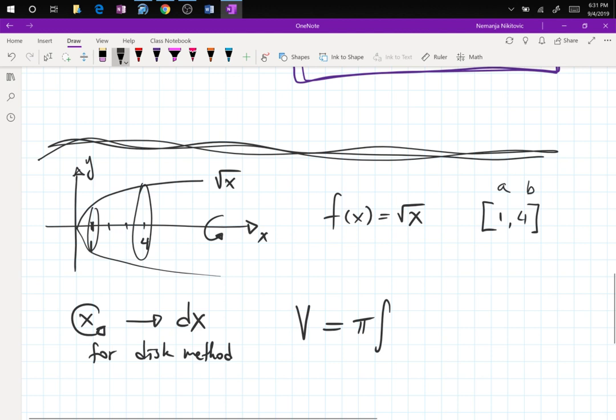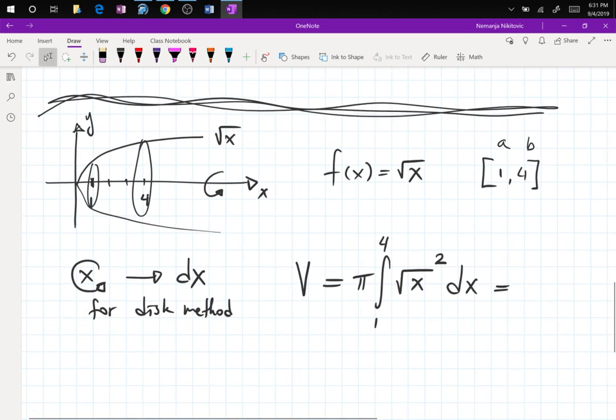The calories for the day. So we have a and b. That's our 1 and 4. Then we have our square root of x, which is the function, and we need to square that. Oh, that's going to work out nice. And then we have dx, not there for decoration, remember the last class.